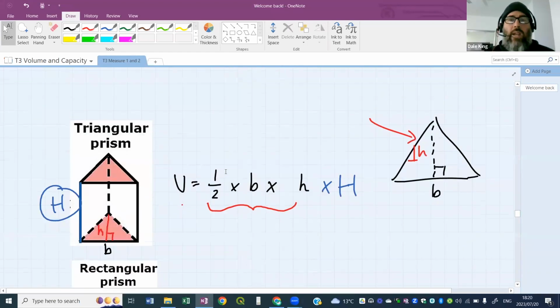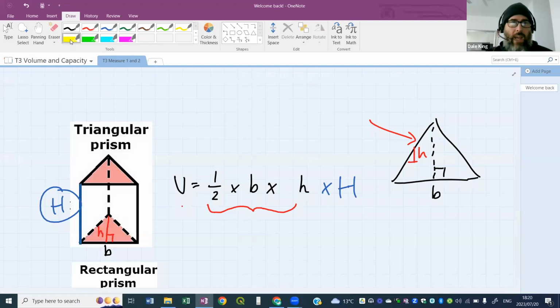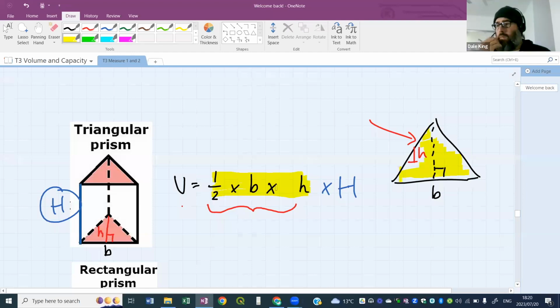All right, triangular prism. This one can be tricky. It doesn't often come up in exams. If it does, you've got to be careful. They will give you the formula, but you've got to know which height goes where. The part that I'm highlighting here is the area of the base shape, which is the triangle. You've got to know the triangle formula, which is half base times height.